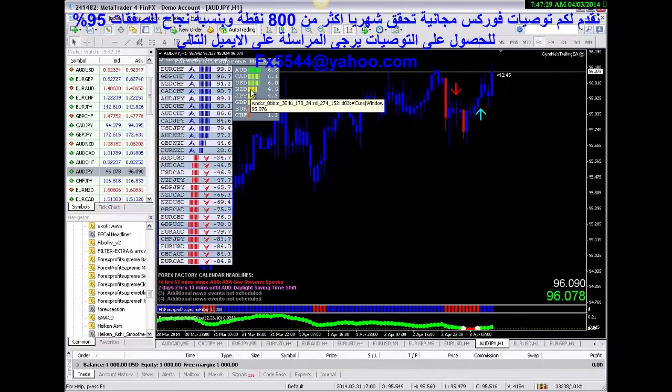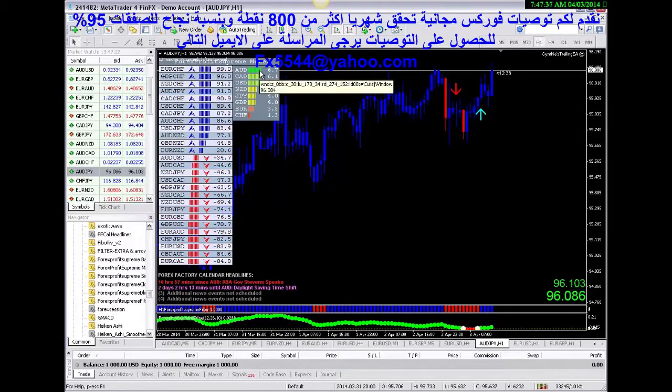There's no real strength and weakness. What you're trying to do is pit the greatest strength against the greatest weakness. So right now, the greatest strength is the Aussie, and the greatest weakness is the Swiss franc. So let's go. Here's the Aussie Swiss franc. Well, it looks like it's moved a lot, but it's not moved as much as the Euro Swiss franc.